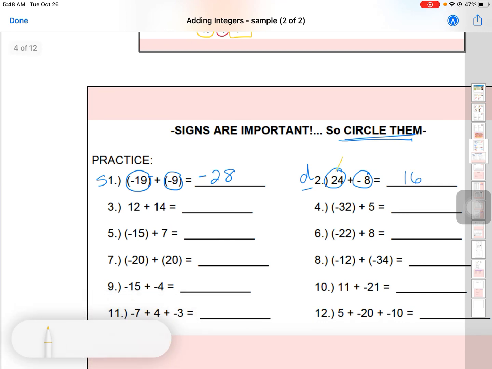Do I have more positives or more negatives? I have more positive chips, so my answer would be a +16. Again, you don't have to write that plus, but I'm just helping you to make sure you're thinking about the sign afterwards.